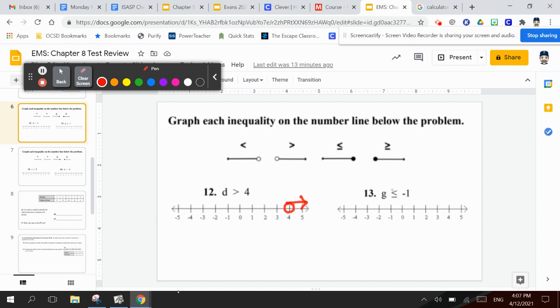Number 13, g is less than or equal to negative 1. I find negative 1. I put a circle around it. I look at my inequality. Is there a line underneath? Yes. That means that it's equal to, so I shade in my circle. My arrow is pointing to the left. It's all numbers less than, so less than would go to the left.